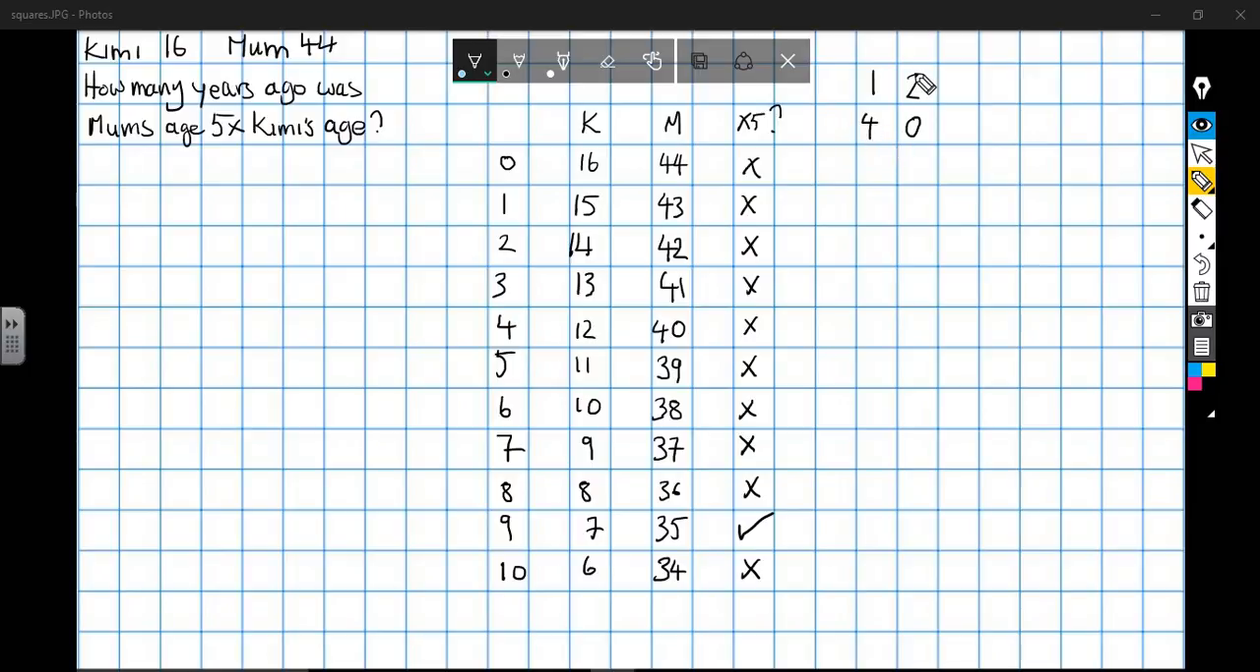Then I can simply check the relationship. 40 divided by 12, well, that's 3 remainder 4. That's not 5 times, so I know I need to go back further. Imagine if I went back 6 years, I could then calculate that Mum was 38 and Kimi was 10, and then again think, is that relationship 5 times? So just simply guessing, you could have gone back and selected a few. I think putting the table out is a bit easier.